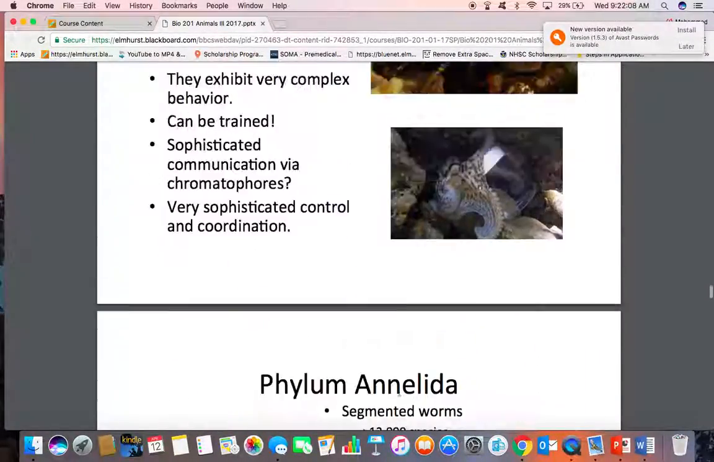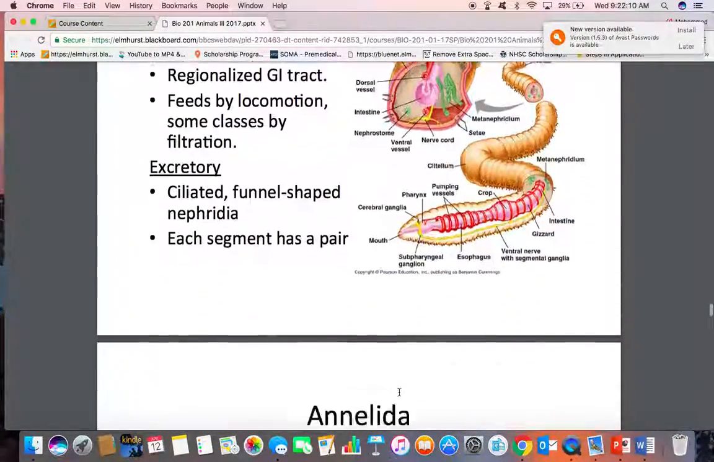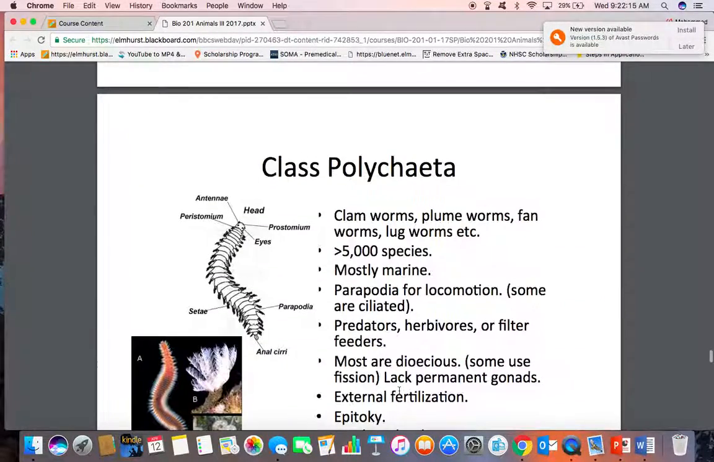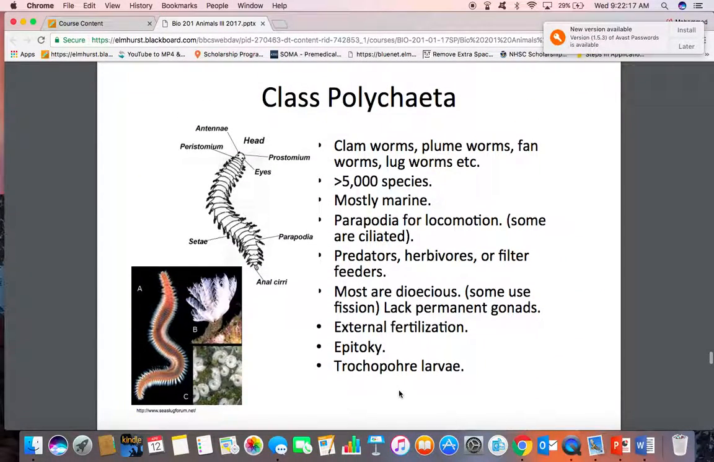Polyplacophora. What happens to their foot? That one, I know the shell becomes 8 segmented. Shell becomes 8 plates. Yeah. Okay, we got the shell. What about the foot?